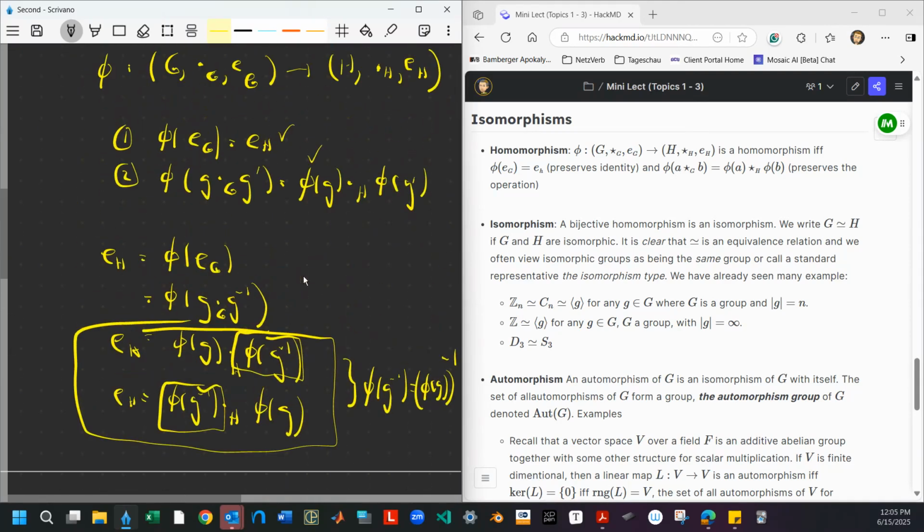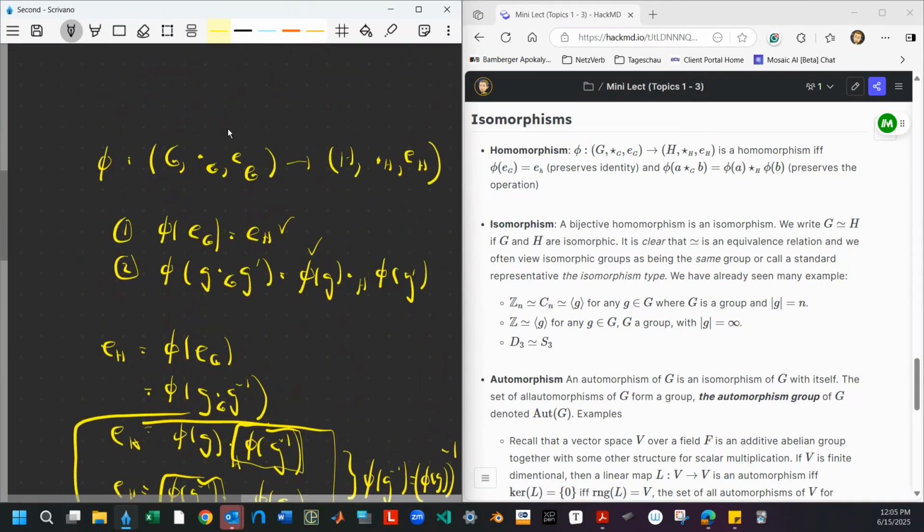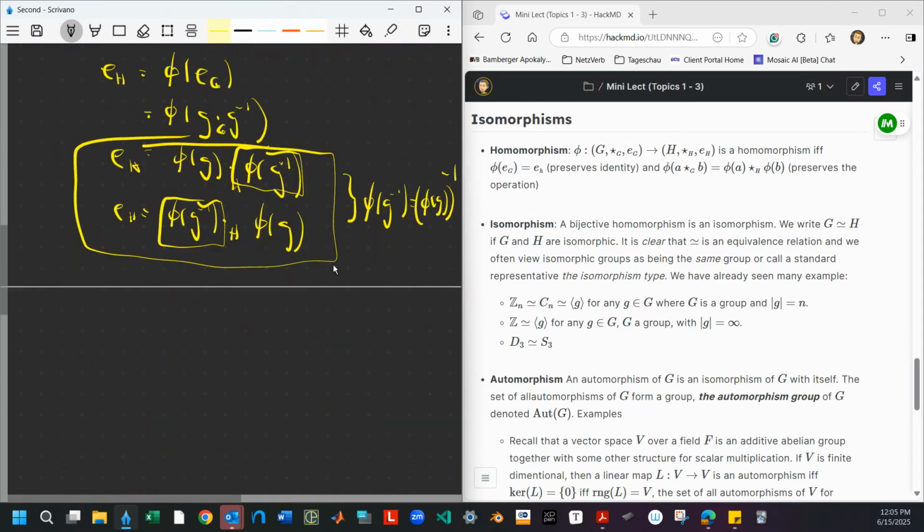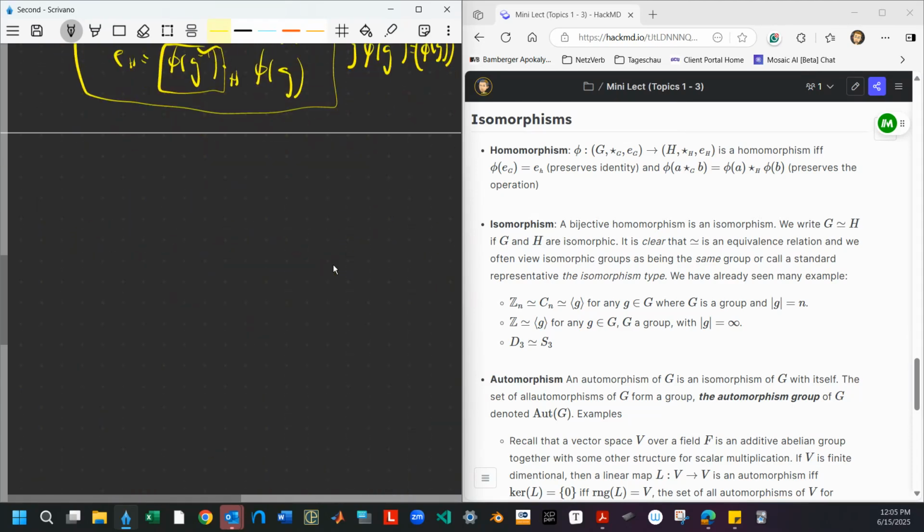But anyway, that's what a homomorphism does. It preserves the operations, it preserves the main objects, in this case the identity. And that's what a homomorphism is, okay?